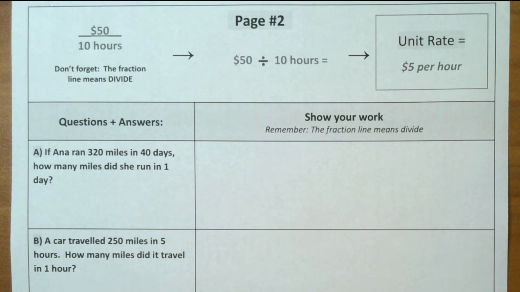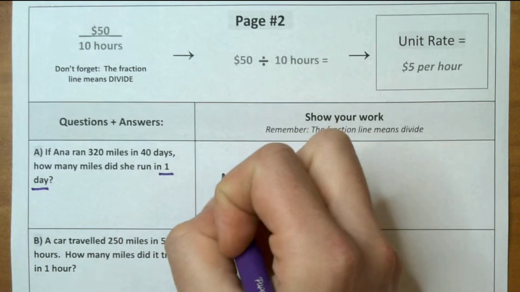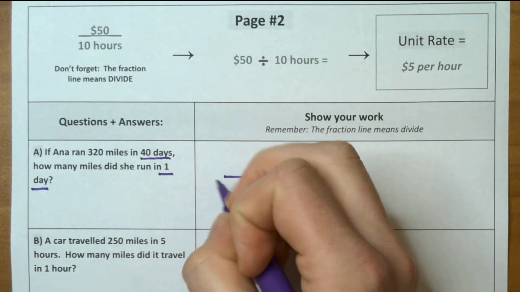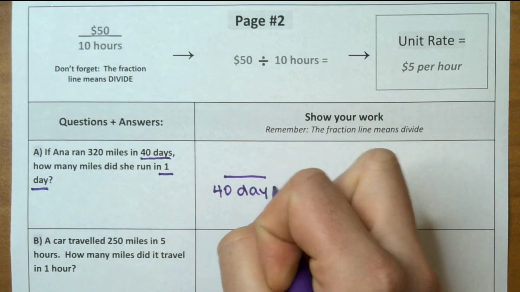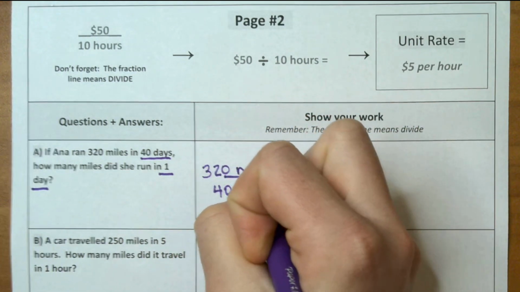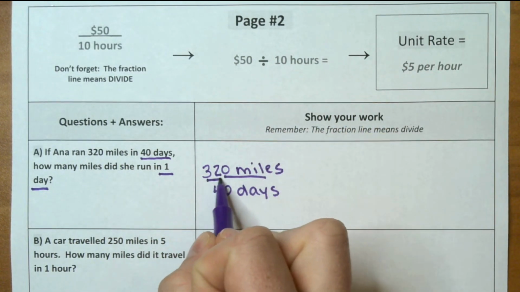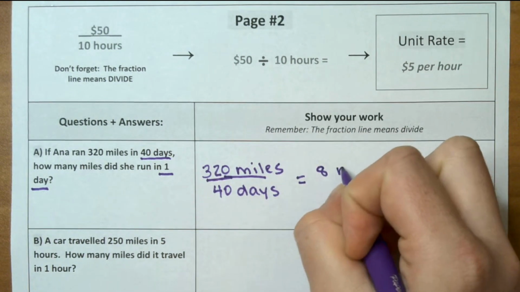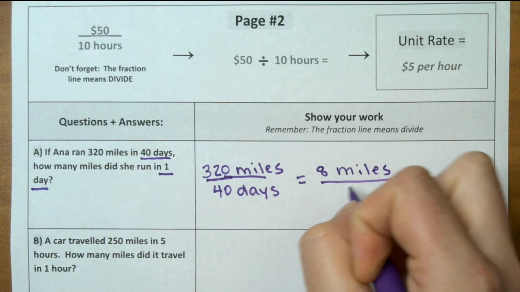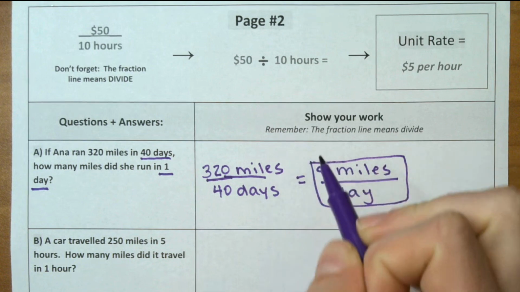A says, if Anna ran 320 miles in 40 days, how many miles did she run in 1 day? So I always like to underline what we want one of. In this case, it's days. So days are going to be our second number when we divide. Make sure you're writing with me. And we'll do 320 miles divided by 40 days, which equals 8 miles per day. And then we can circle our answer. That is our unit rate.